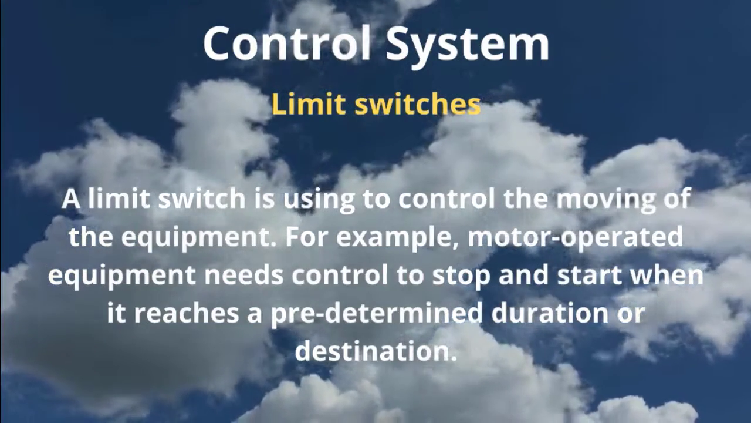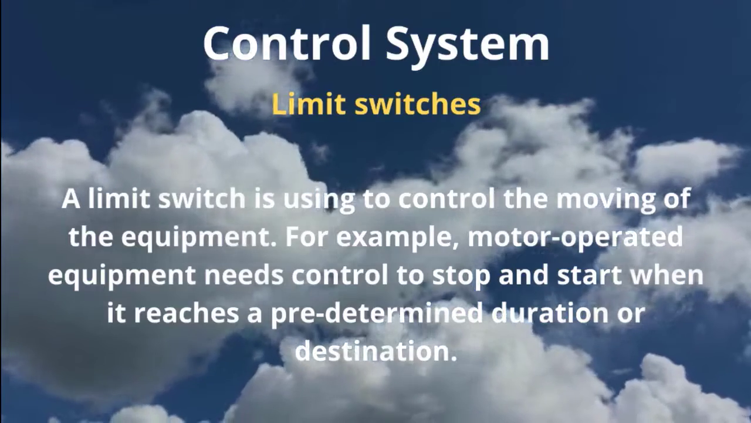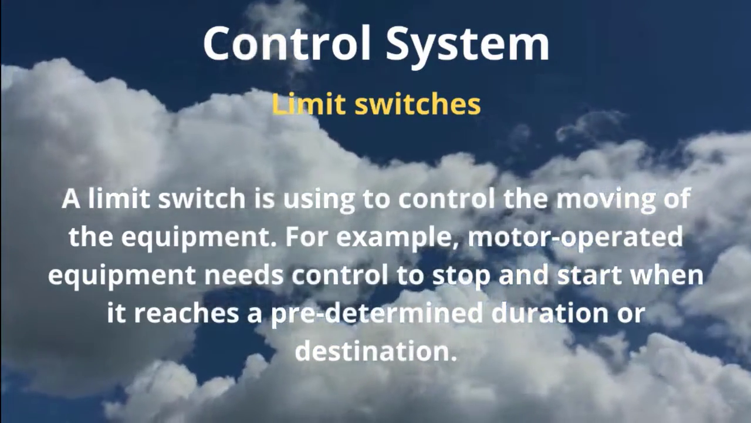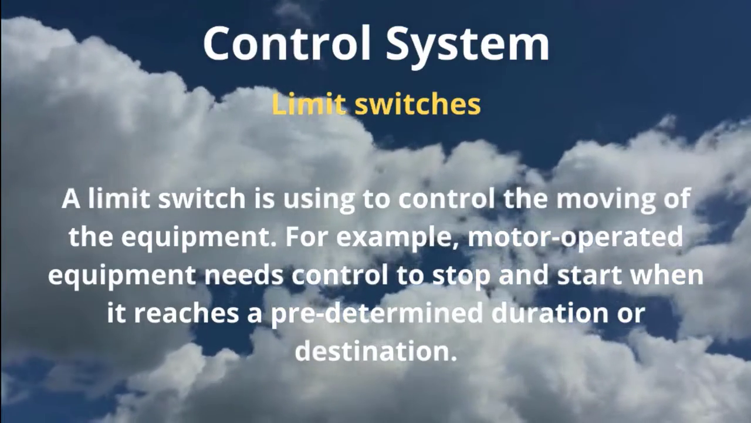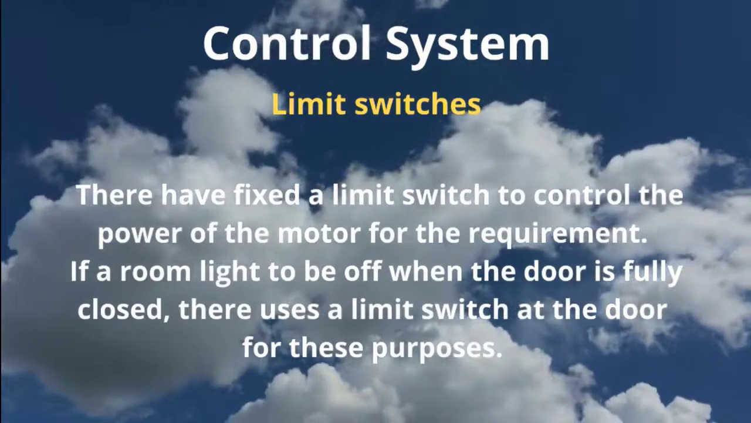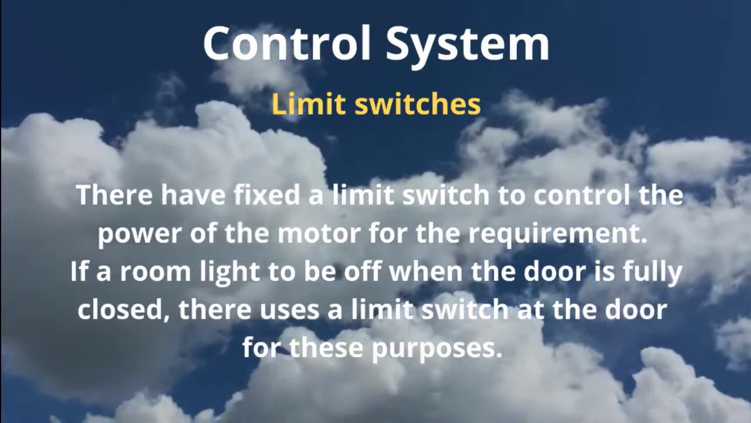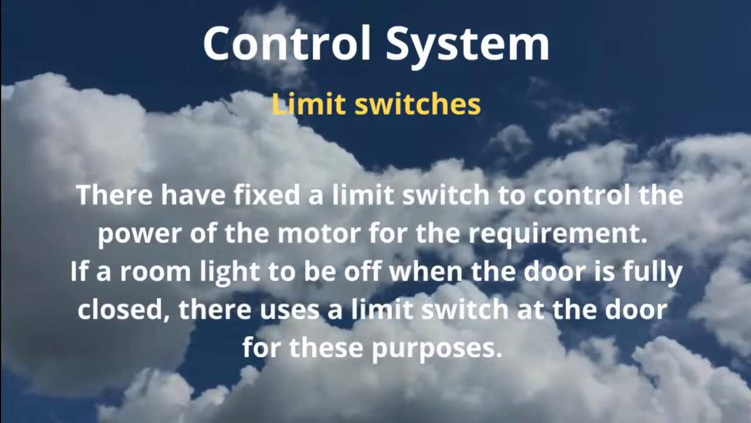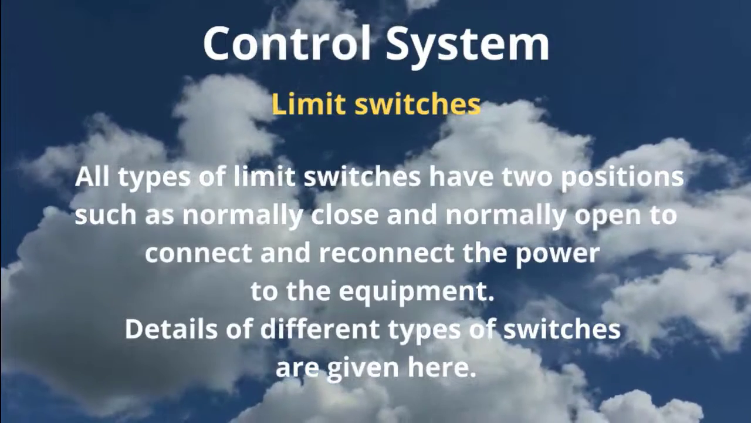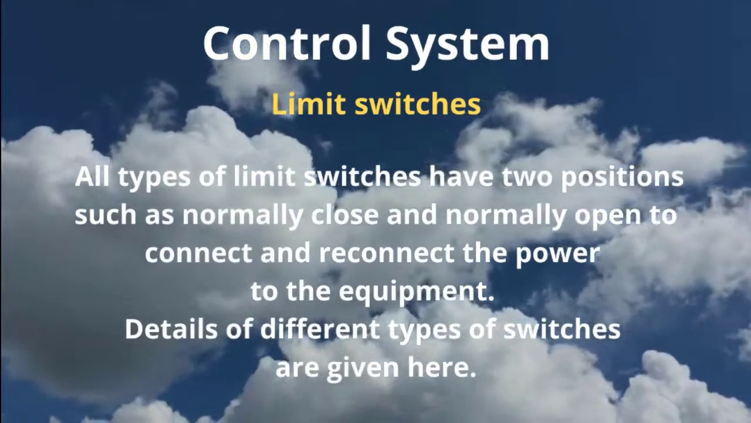Limit switches. A limit switch is used to control the movement of equipment. For example, motor-operated equipment needs control to stop and start when it reaches a predetermined duration or destination. There, a limit switch is fixed to control the power of the motor for the requirement. If a room light is to be off when the door is fully closed, a limit switch is used at the door for this purpose. All types of limit switches have 2 positions, normally closed and normally open, to connect and reconnect the power to the equipment.